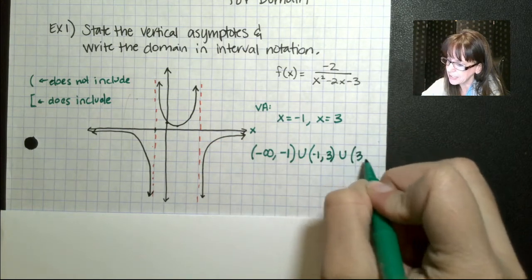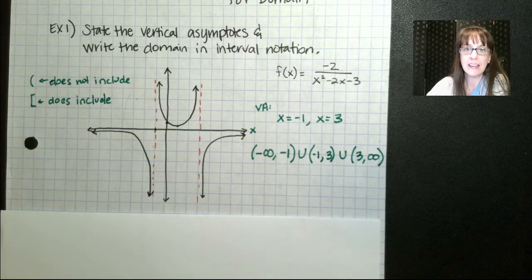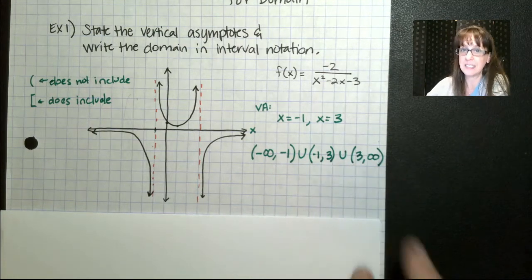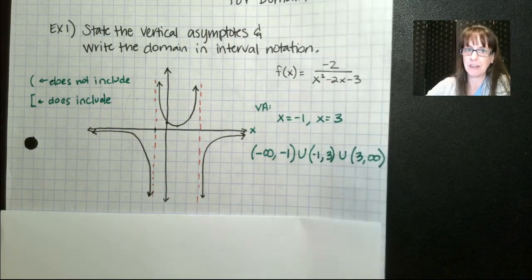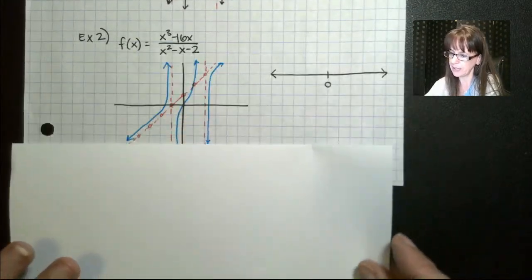So 3 to +infinity. So we use these parentheses to indicate that when it's a number, it's not included. And then when we have infinity, we always use parentheses. So let's try that again. We'll try another one here.